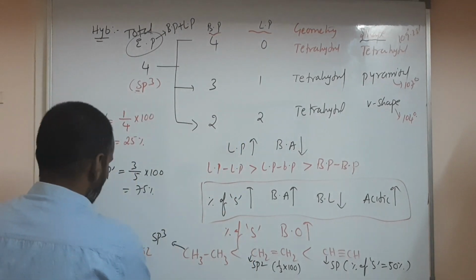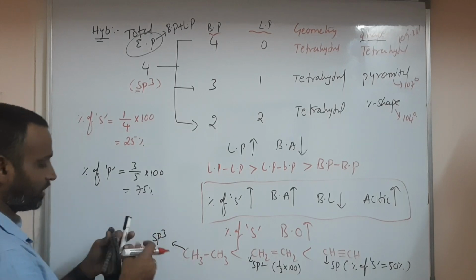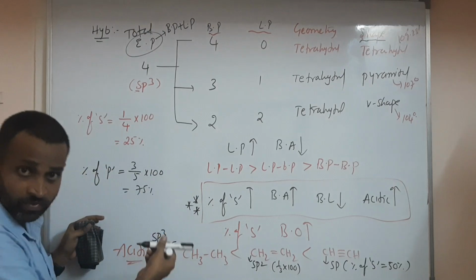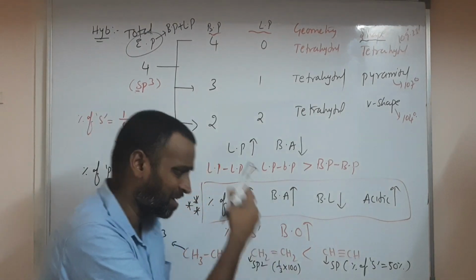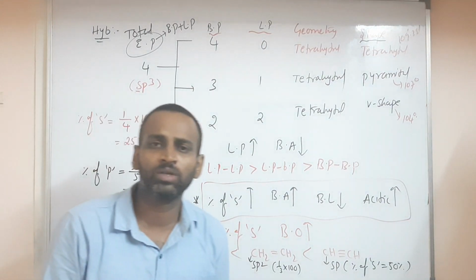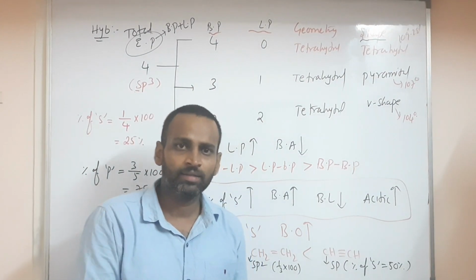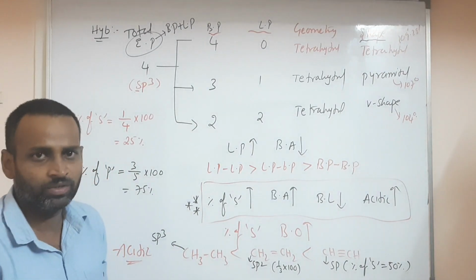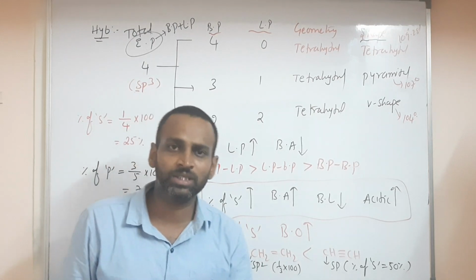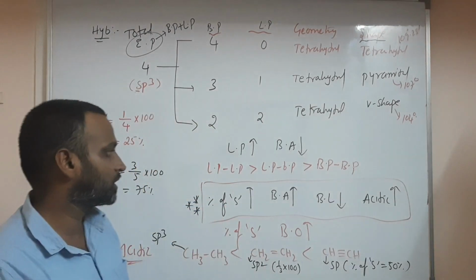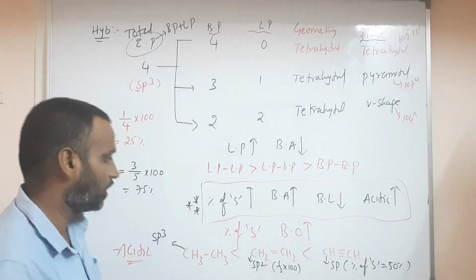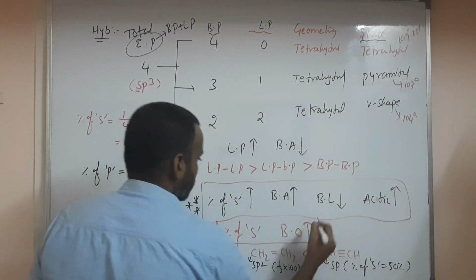Please, everyone, hope you have written all this. This is a very important concept for us. These will come in CET, NEET, JEE or whatever exam. They will give compounds like this: which of the following is more acidic? Which has more bond angle? That depends on percentage of s character. If you know the hybridization, you can say the percentage of s character, and if you know the percentage of s character, you can answer any of these. So all are very important. This also.